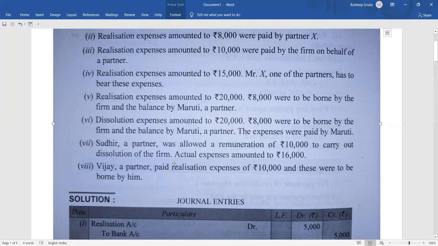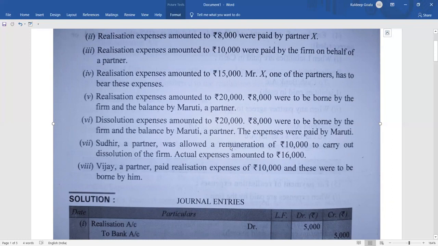So to carry out the dissolution, he will be given 10,000 rupees. Okay? Actual expenses was 16,000. Actually, the dissolution expense was 16,000. But what he told, he told that I will bear the expenses. Okay, I will bear the expenses for 10,000. So since he has agreed to 10,000, the firm will pay only 10,000. If the expenses are more than 10,000, we will not pay him extra. We'll pay him only 10,000. If the expenses are less than that, we will also not pay him less. We'll pay him 10,000. Okay.